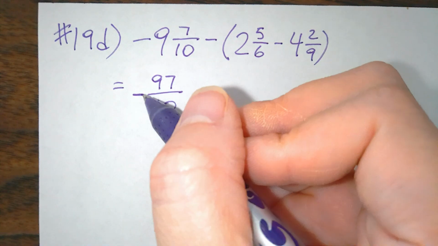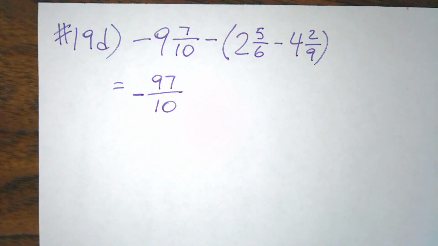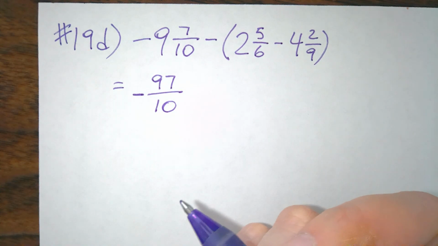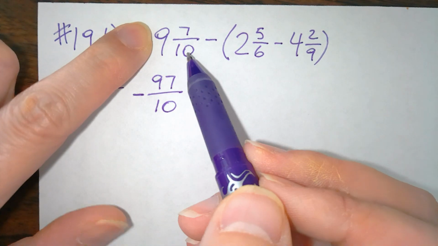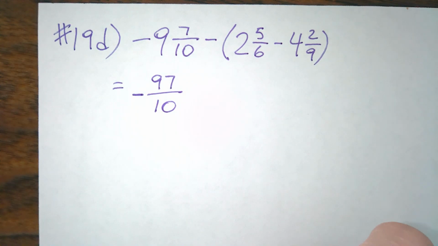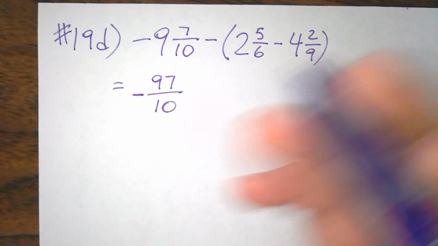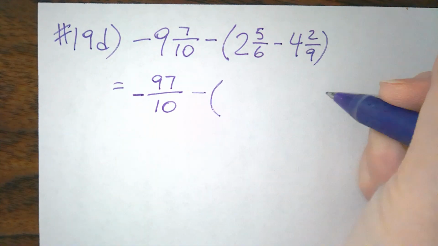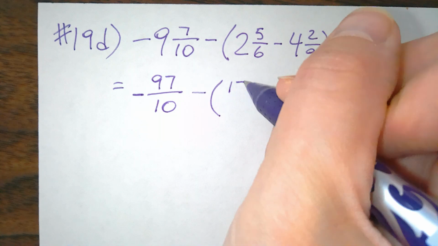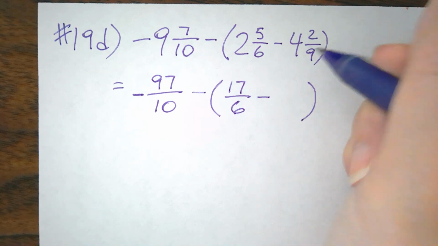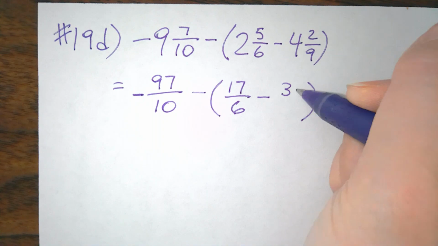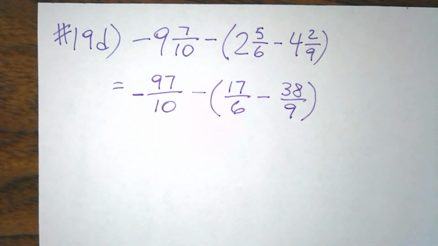All right, so not negative 83. It is 97, but you still have to put that negative back on. We talked about this yesterday. 10 times 9 plus 7 is 97, and then put that negative on. All right, so next, change these up. 6 times 2, 12. 12 plus 5, 17. 9 times 4, 36. Plus 2, 38.